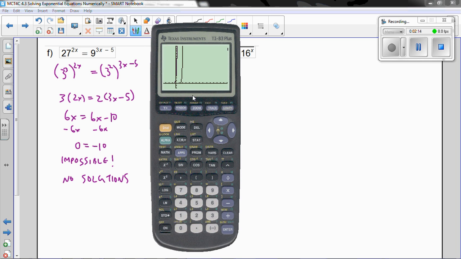Where's the other one? Okay. And now I can't see it that good. Let's just change it a little bit here. Let's change this to a maximum of 5 so we get in a little bit closer.